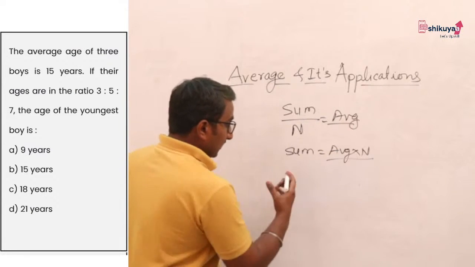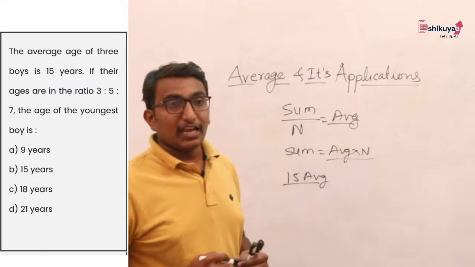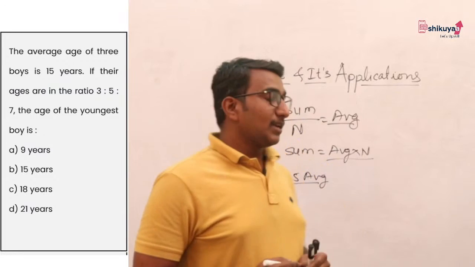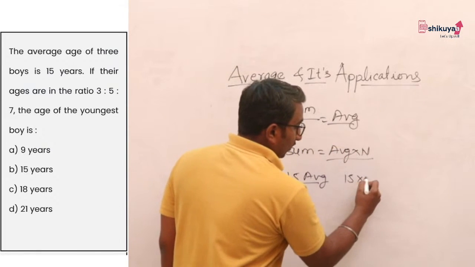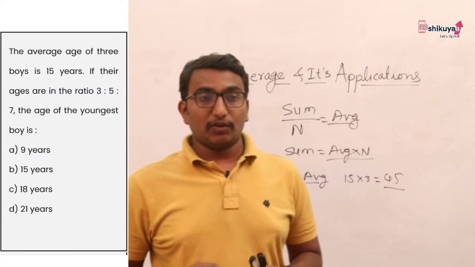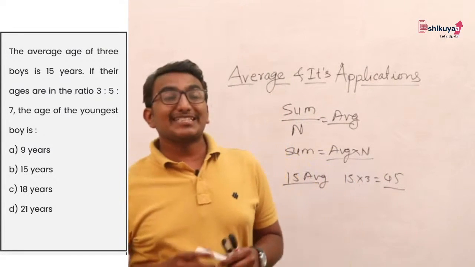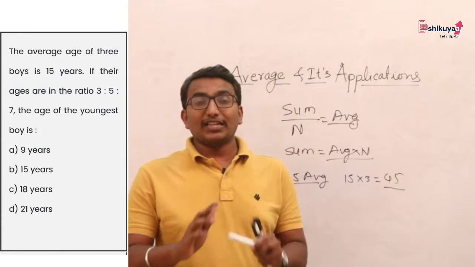So with this method, how can you calculate the sum of the ages of the 3 boys? 15 years is the average. So how can you calculate the sum? Sum is average into n. So 15 into 3, which is your sum, which comes to be 45. Now 45 is the sum of the ages of all the 3 boys.